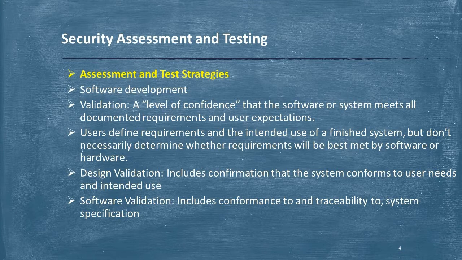And the design validation includes confirmation that the system conforms to user needs and intended use. Software validation includes conformance to and the traceability to system specifications. Right from the requirement stage, next to the design, development and testing, traceability should be maintained.